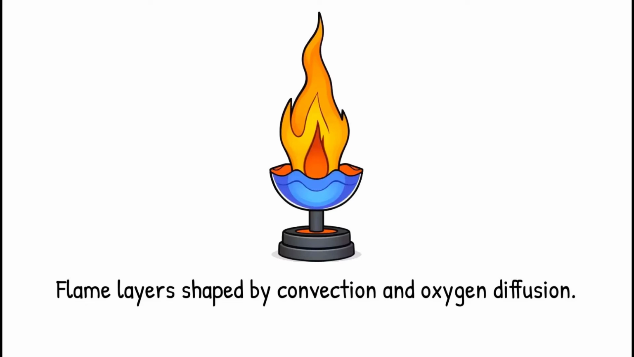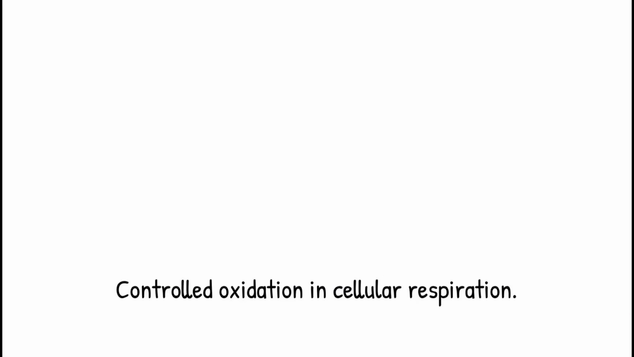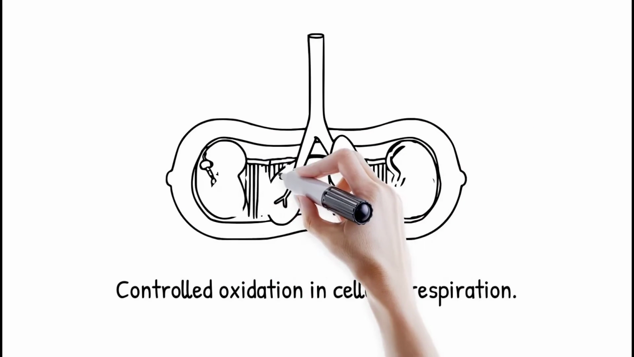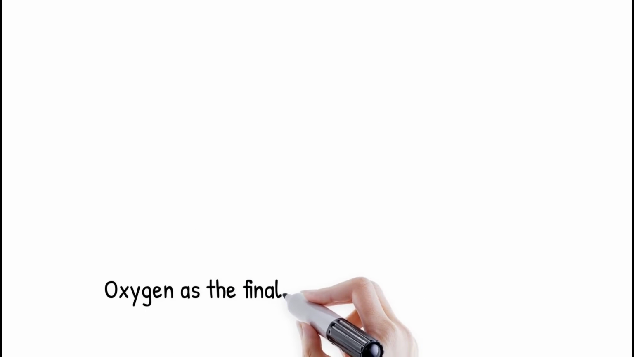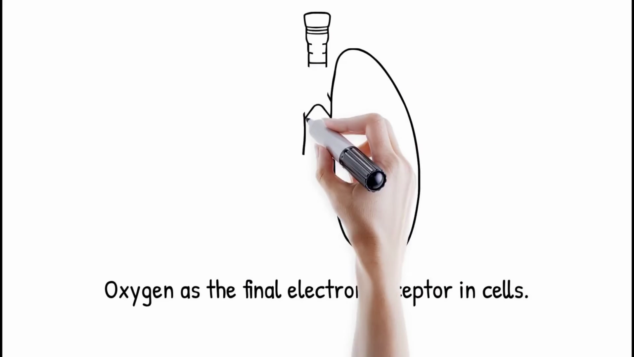Biological systems generate energy through controlled oxidation of organic molecules, a process called cellular respiration. Instead of releasing all energy at once as in a fire, cells capture energy in chemical carriers like ATP. Oxygen is still the final electron acceptor, just as in burning, but the process is highly regulated by enzymes. This slower, stepwise oxidation prevents destructive heat release and maximizes usable energy.